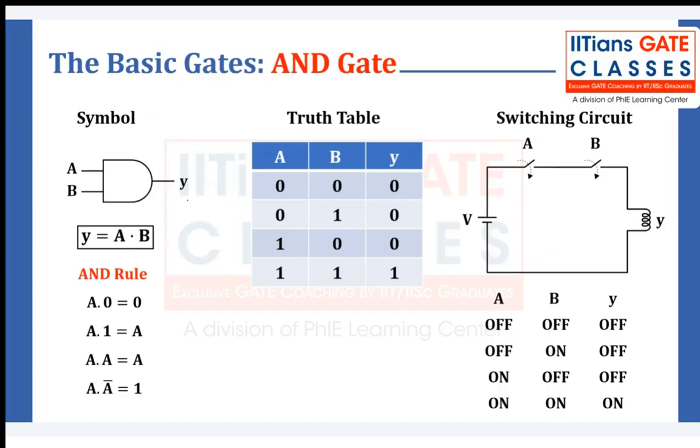Same thing, right? The symbol is there: A, B, Y equal to A dot B. A dot B means 0 0 0, 0 1 0, 1 0 0, 1 1 1. If you see the switching circuit, when A is 0, this is off. If any of these are off, then the output will be off, and if both are on, then the output will be on.